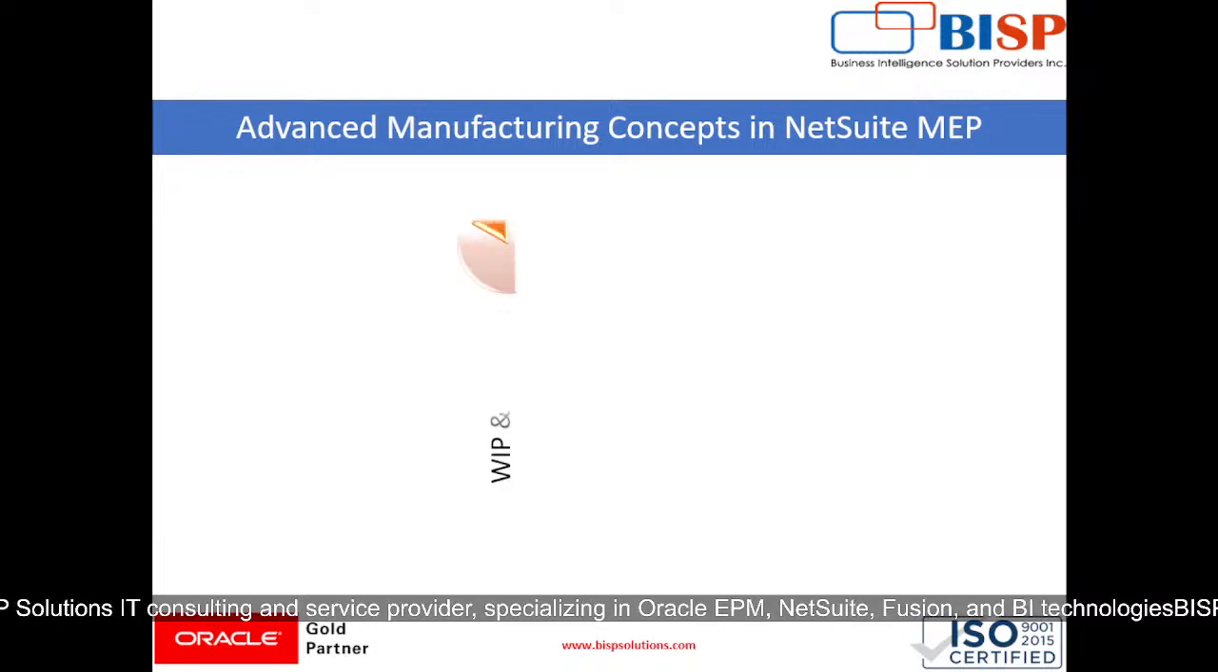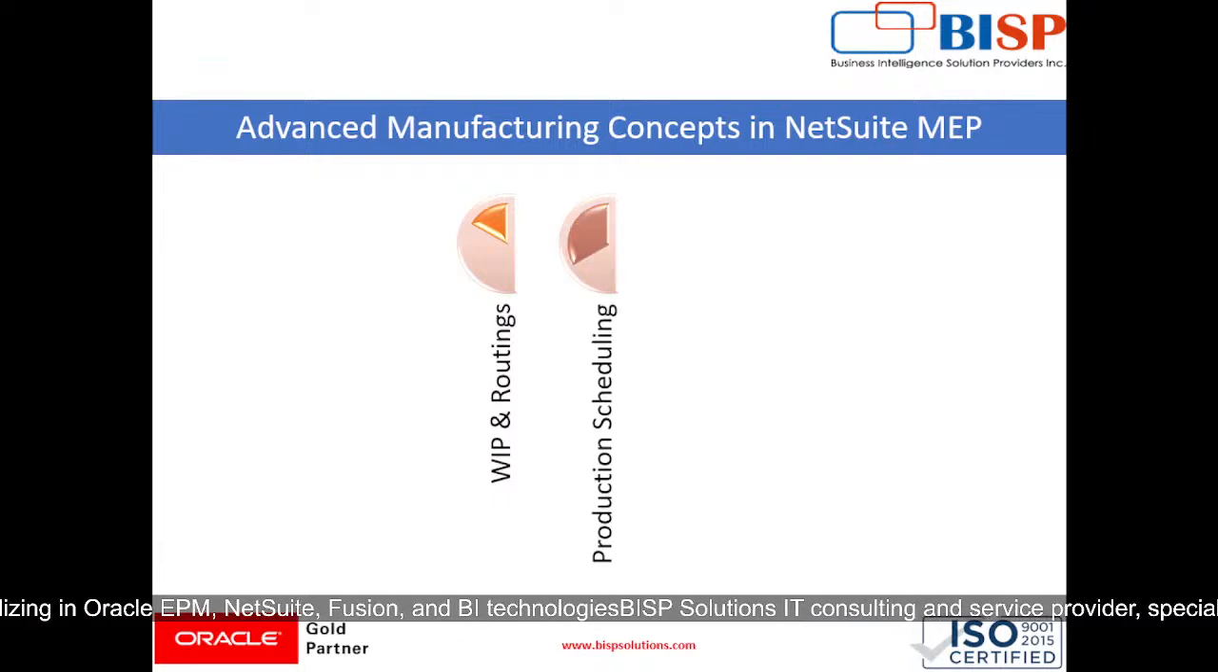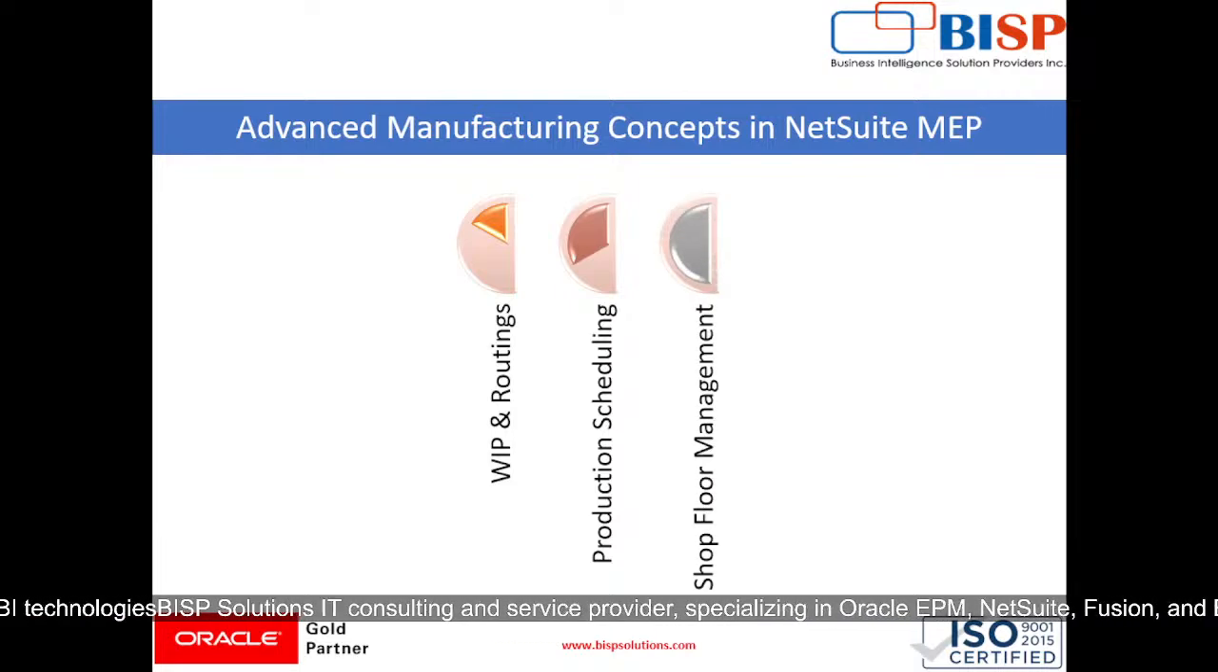After that, advanced manufacturing concepts in NetSuite MEP, where WIP and routing is there, defining step-by-step routing and tracking work in progress. Production scheduling, where it uses finite capacity scheduling to avoid bottlenecks, and shop floor management, where monitoring employee performance and equipment usage is there.